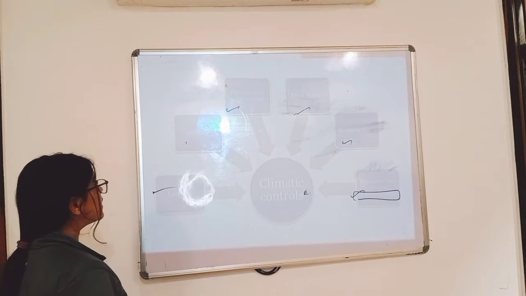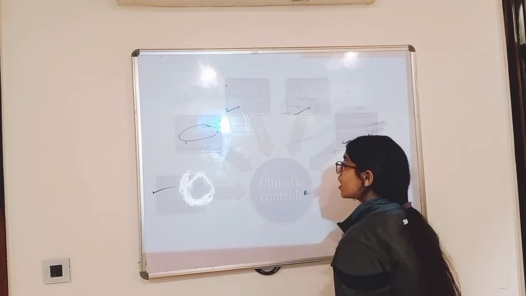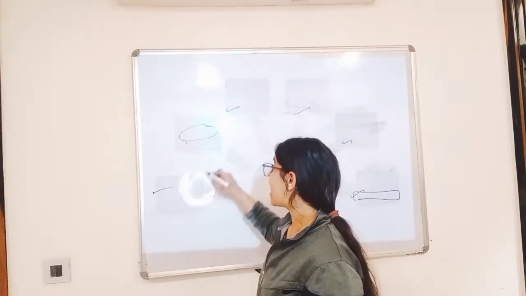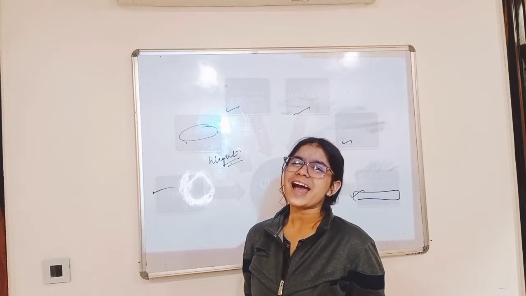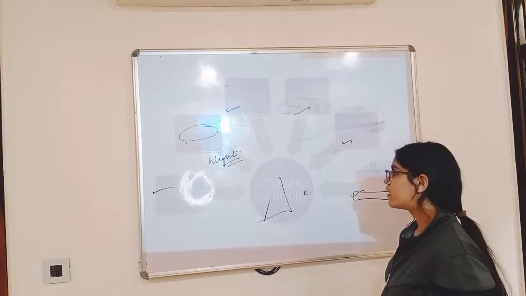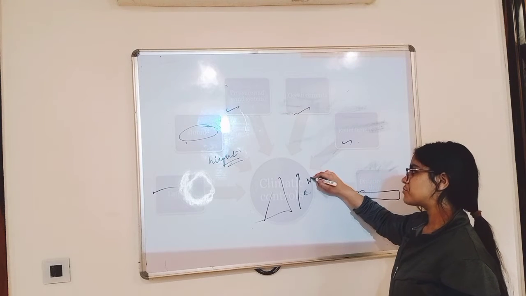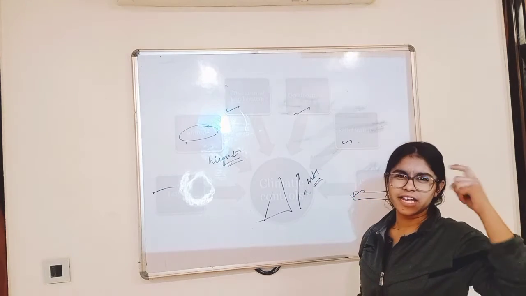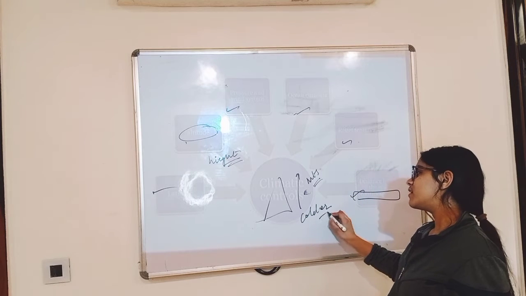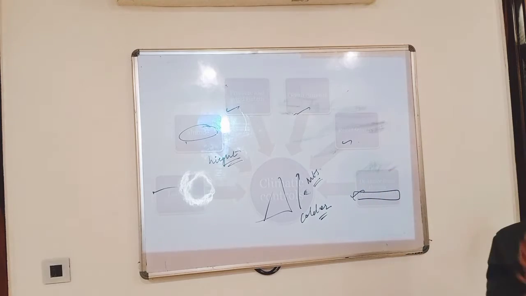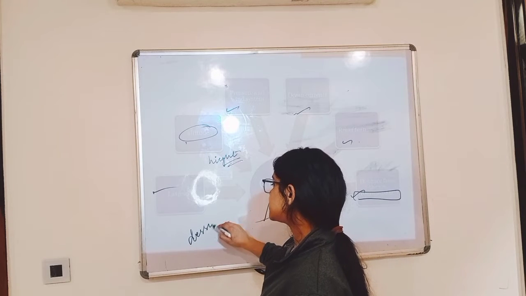Fine. Latitude clear hai. Latitude ke baad aata hai altitude. What do I mean by altitude? Altitude matlab height. At what height? There's one place, mountains, okay? A hilly region. A hilly region would be comparatively colder than a desert area.